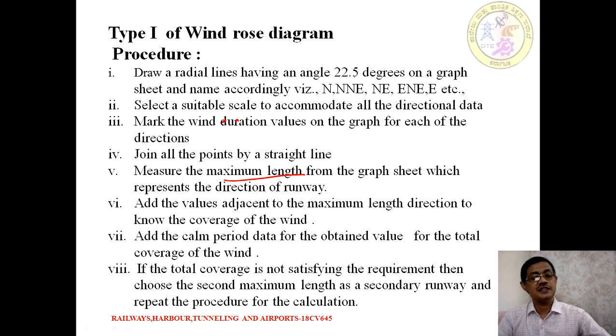Suppose in some of the cases, according to the ICAO recommendation, if it is going to be a smaller airport, it may be 90 to 95% coverage, or if it is going to be an international one, a minimum of 98% coverage is to be considered as far as the runway orientation is concerned. Suppose in any case it is not satisfied by the single runway, a secondary runway has to be provided, where we take the second highest length and repeat the procedure.